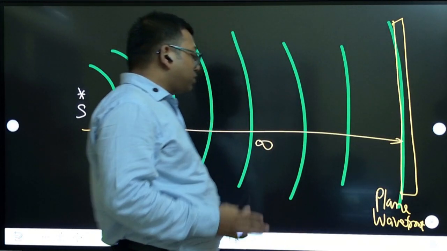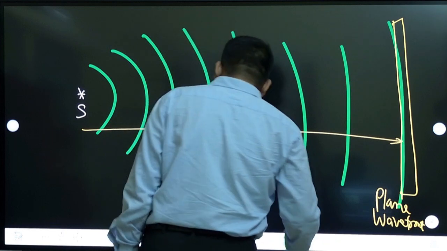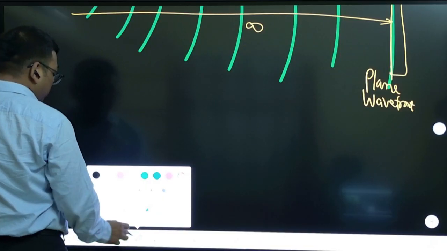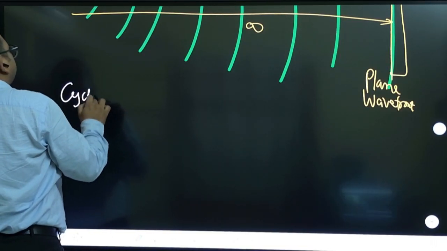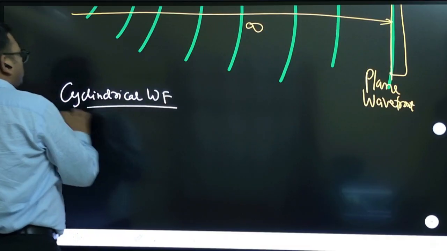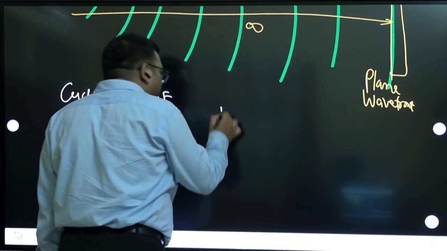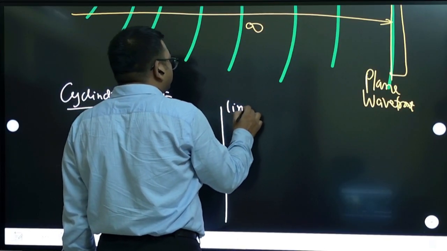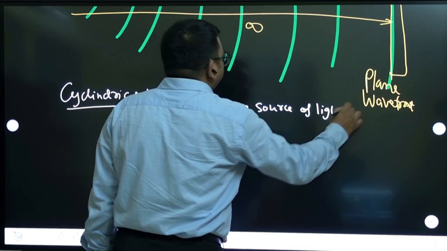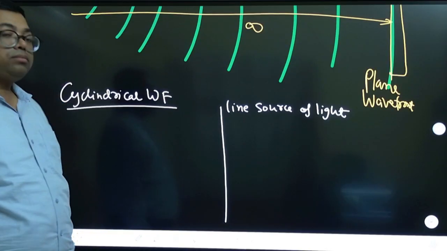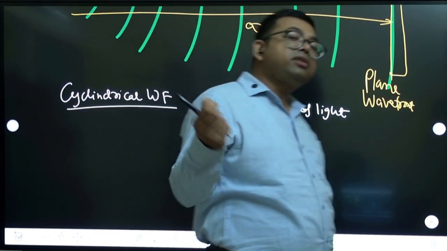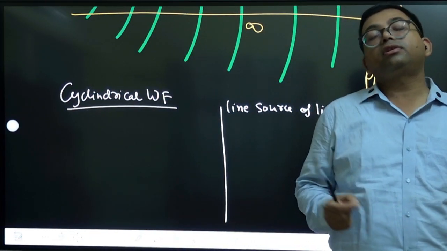Now let us discuss cylindrical wavefront. Then we'll come back to each of the wavefronts and understand what it is. What is a cylindrical wavefront? Suppose this is a line source of light. Line source of light means it is emitting light, but it's just like a tube light, a very, very thin tube light. You can assume that.